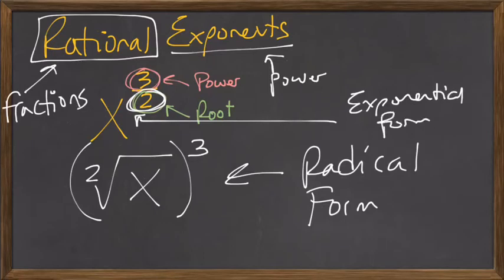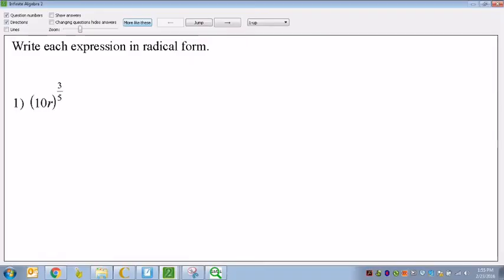So you have to know how to go in between both of them, and there's benefits to both. Based on the information that we need to find or the information we have, we can use either form. But for today and for tonight's homework, all you need to do is know how to go back and forth between the two. So if I have 10r to the 3/5 power, I can rewrite that, because remember 3 is the power and 5 is the root.